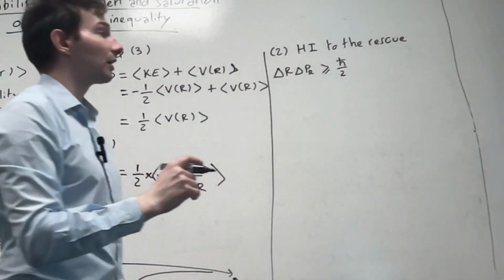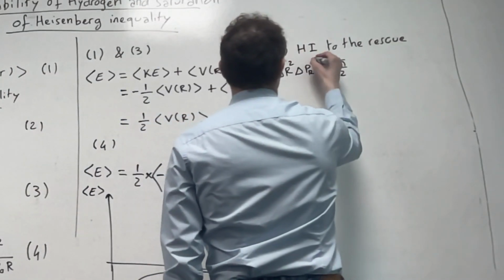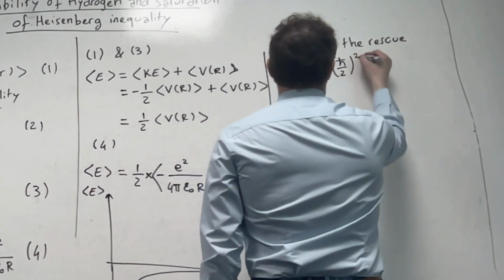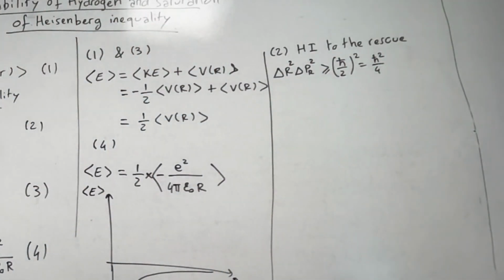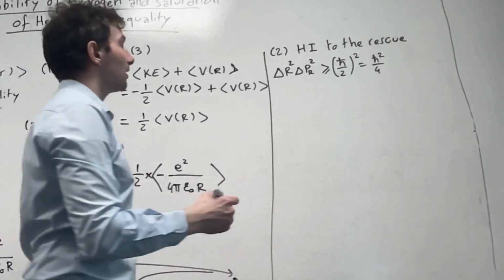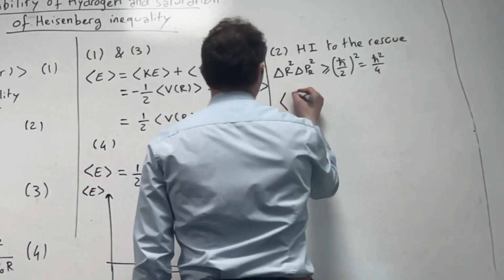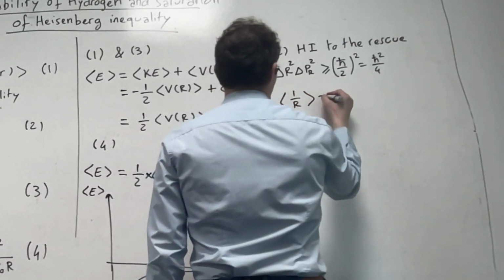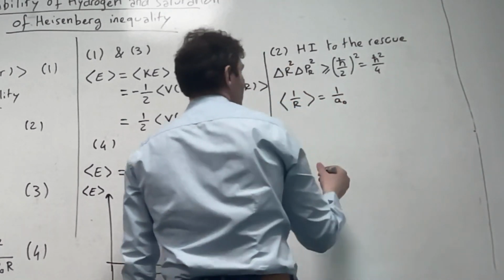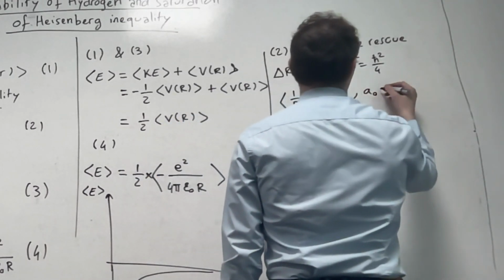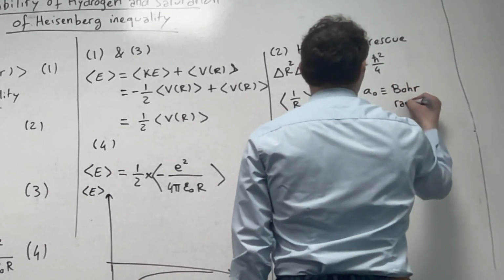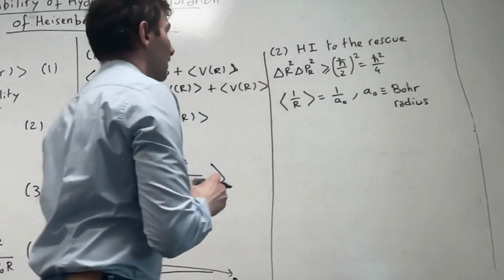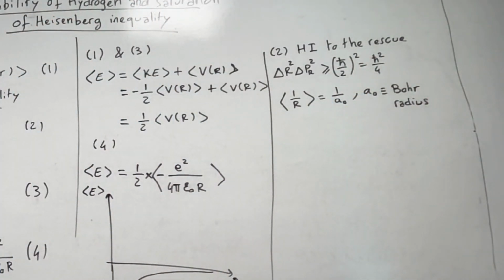Now, what I'm going to do here is 2 things. First, I'm going to start squaring these guys. So here this is h bar squared over 4. And then I'm going to define, that's really a definition here, that the expectation value of 1 over R is equal to 1 over A0. And A0 is what people call the Bohr radius. For now, that's kind of it.